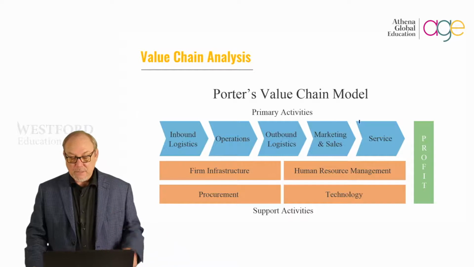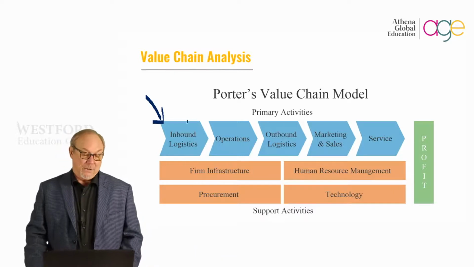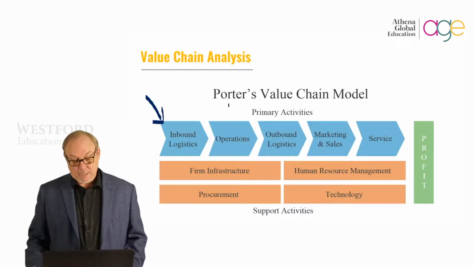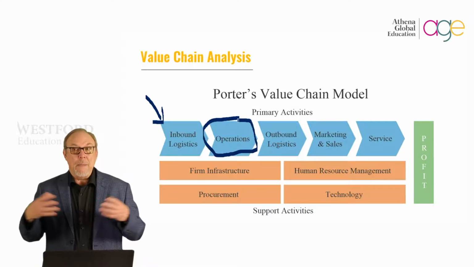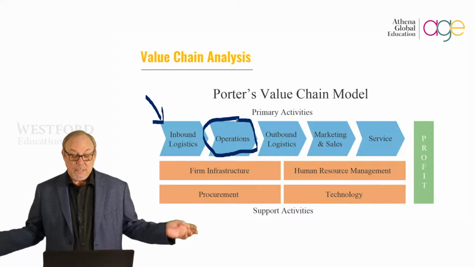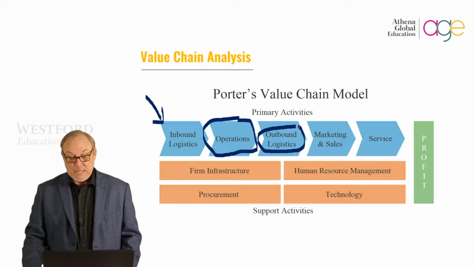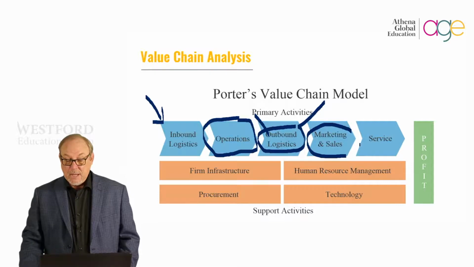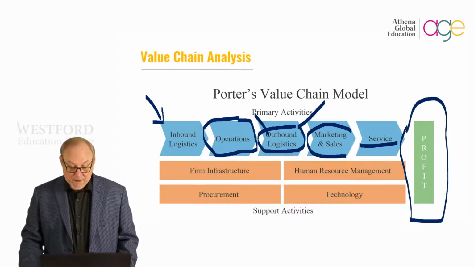So here is a very simple value chain where you have inbound logistics. Where do you get the raw materials? Where do you get the stuff to make a product? The operations around that product. You turn the raw materials into an actual product. You then ship it out to various distribution centers, maybe, or anyway, outbound logistics. You then have marketing and sales and service around that product, culminating in a profit.